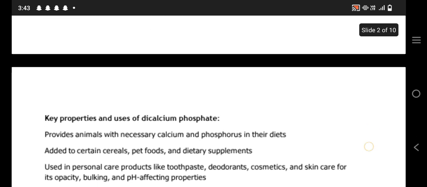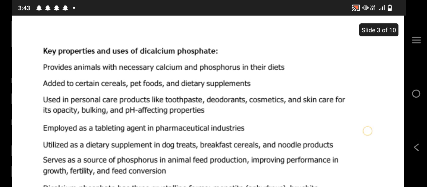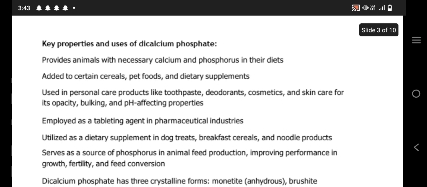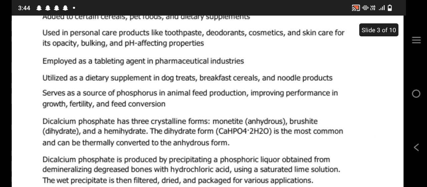Key points and uses of dicalcium phosphate. Provides animals with necessary calcium and phosphorus in their diets, and is added to certain cereals, pet foods, and dietary supplements. Used in personal care products like toothpaste, cosmetics, and skincare for its opacity, bulking, and pH-affecting properties. Employed as a tableting agent in the pharmaceutical industry, and utilized as a dietary supplement in dog treats, breakfast cereals, and noodle products. Serves as a source of phosphorus in animal feed production, improving performance in growth, fertility, and feed conversion.